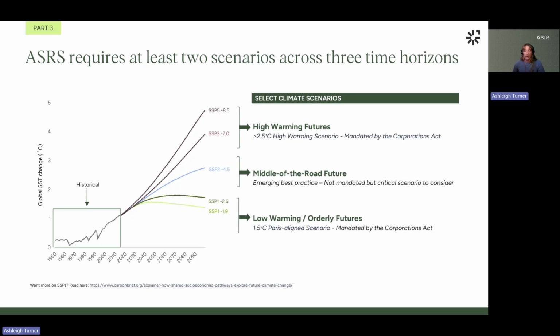And then on the time horizons, your definitions just need to make sense for your business and your assets. So for a company with long-lived infrastructure, that long term might extend out to 2100, like it does in this example. For others, if you have shorter planning horizons, maybe your long term looks more like 2050 to align with your net zero target, for example. But it's really important to be clear about your definitions and make sure that you're applying them consistently throughout.